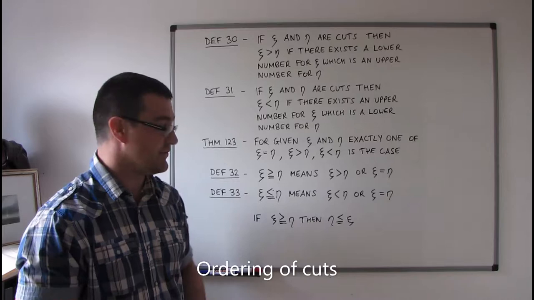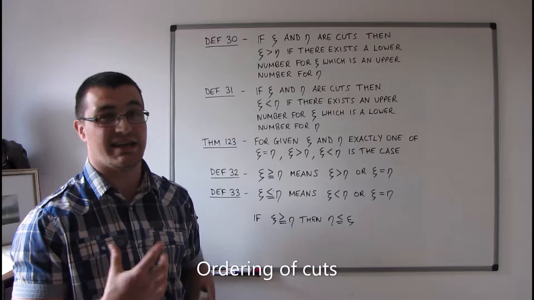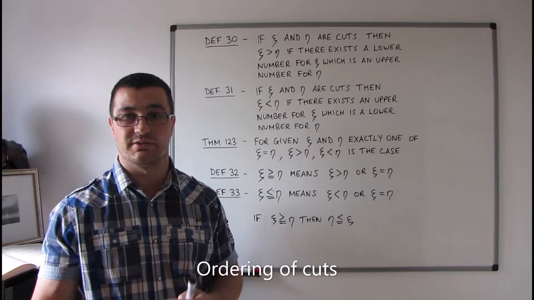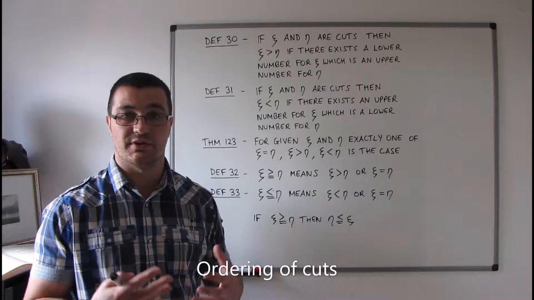As I've said before, attention to detail is the key here, and not trying to take any shortcuts for our own convenience. We've got to go through things thoroughly. But I'm going to skip the proofs of these theorems, because I really want to get onto the more interesting, more substantial theorems. So next we're going to move on to addition of cuts.